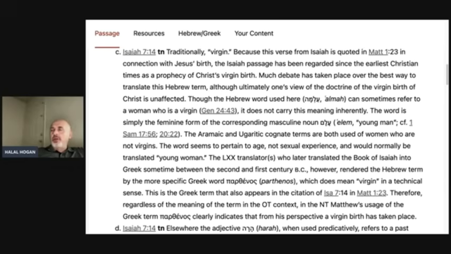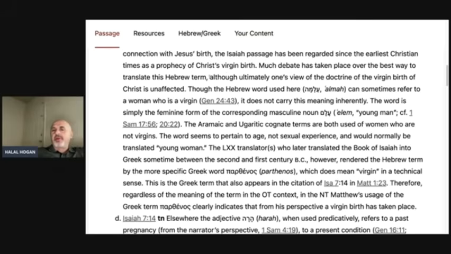Debate among whom? The early church? No, only among you scholars, corrupted by the love of the world, academia. Although ultimately one's view of the doctrine of the virgin birth of Christ is unaffected. Can you believe this? Even if it's not about the virgin birth, Matthew and Luke still say he's born of a virgin. Yeah, but Matthew then can be accused of misquoting a prophecy that's not about the virgin birth.